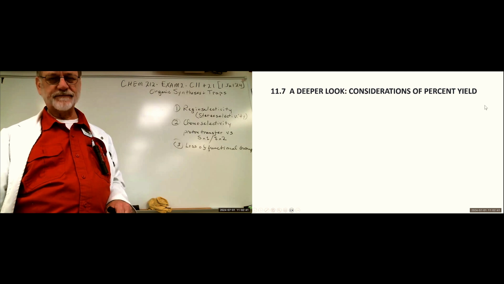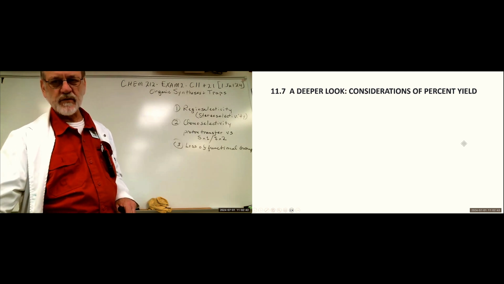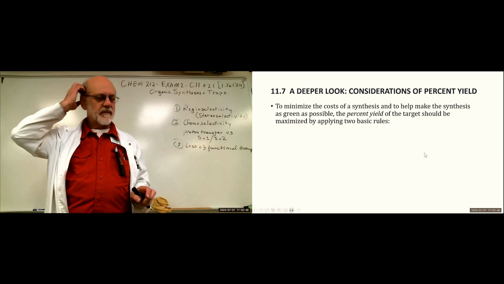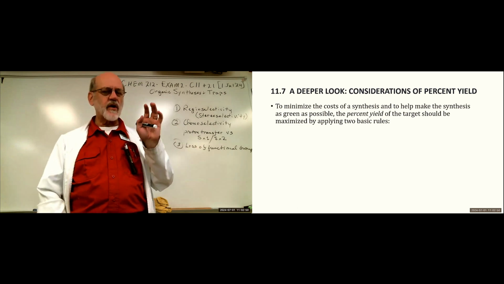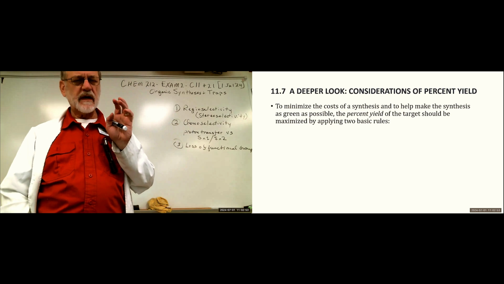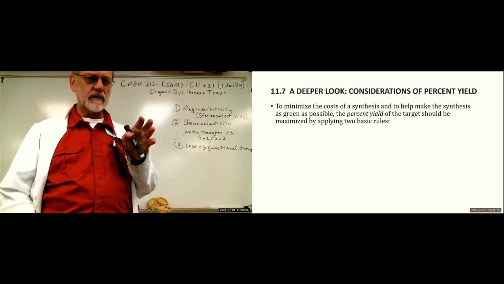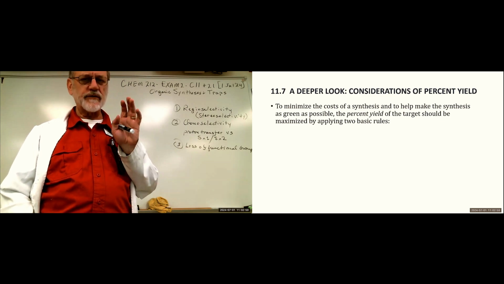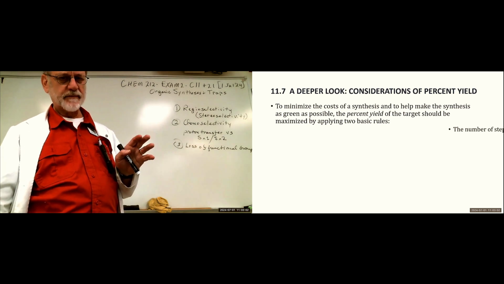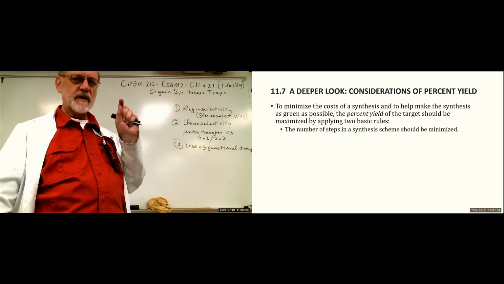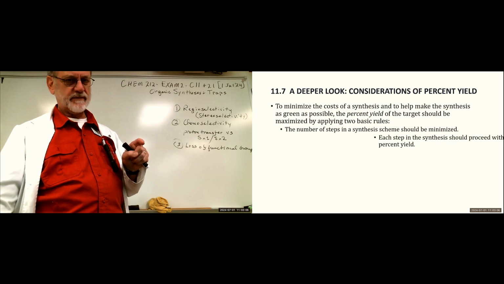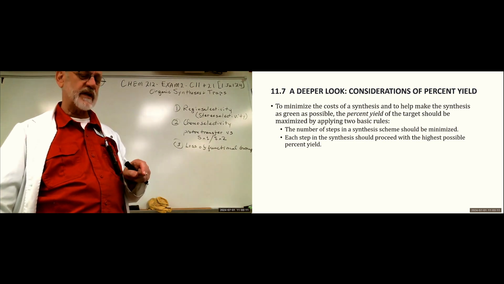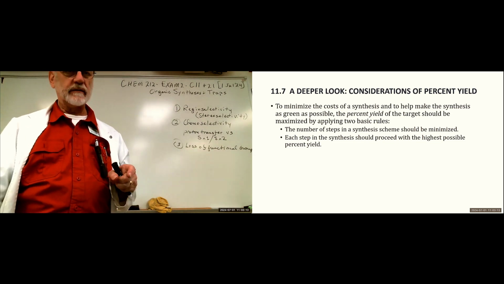Percent yield. All right, here's where this is okay. I can go with this. To minimize the cost of a synthesis and make the system greener, we work with as few steps as possible. One, the number of steps should be minimized. And each step in the synthesis should proceed with the highest possible percent yield. Right? That's a no-brainer.